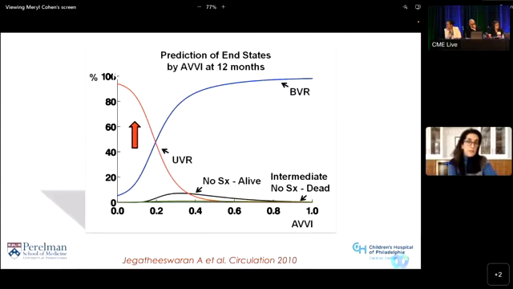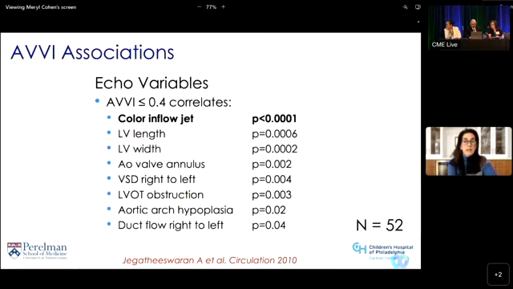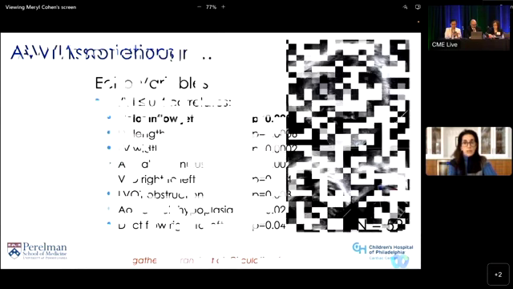And so the majority of patients, again, who had an AVVI less than 0.2 underwent a univentricular repair. The majority of patients who had an AVVI greater than 0.4 had a biventricular repair, and there was this 50-50 cross at about 0.2. So AVVI really can predict unbalance and helps predict surgical strategy to some degree. We also associated AVVI less than 0.4 with a variety of other measures of LV hypoplasia, including LV size, aortic valve annulus, VSD shunting right to left, augmenting cardiac output, LVOT obstruction, and arch hypoplasia.